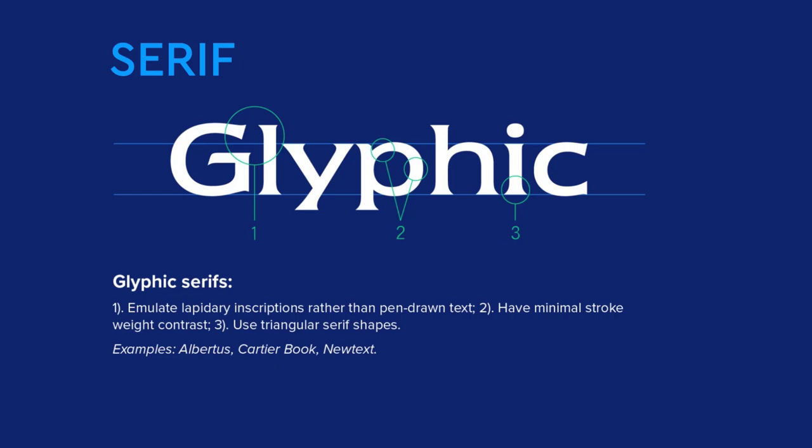So glyphic, in the place now highlighted as number one, emulates lapidary inscription rather than pen-drawn text. They have minimal stroke weight and contrast, and use triangular serif shapes. Examples of these fonts are Optima, Cartier Book, and New Text.